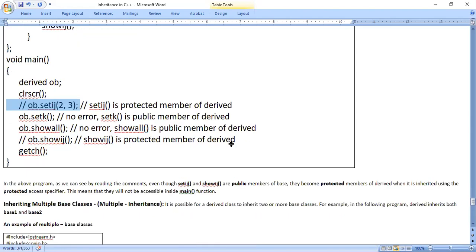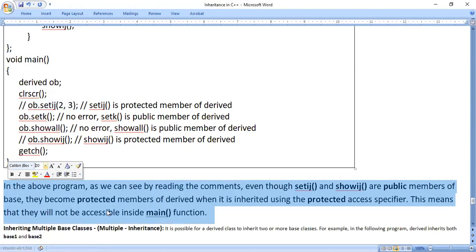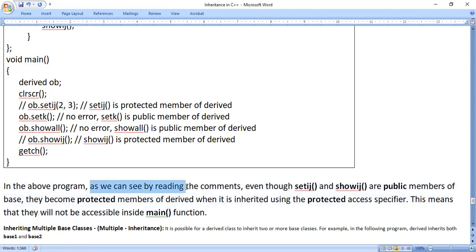Okay. See, they have given their explanation. So what is that explanation? In the above program, as we can see by reading the comments, even though set ij and show ij are public members of the base class, they become protected members of the derived class. So when it is inherited using the protected access specifier, this means they will not be accessible inside the main function. Why is it not accessible inside the main function? Because private data members or member functions and protected data members or member functions behave the same, that is, the functionality is the same when it comes to one particular class.